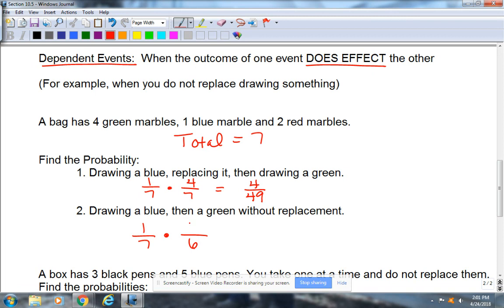So it's still 4. So if I keep it out, my probability of getting a blue, keeping that one out, and going back for a green is 4 out of 42. Now, which one's smaller? 4 out of 49 or 4 out of 42? Actually, 4 out of 42 is a higher probability. Right? It's got a smaller denominator, sorry. All right.